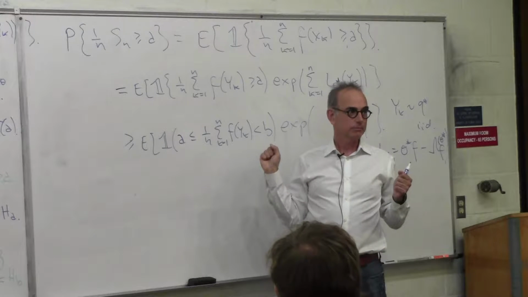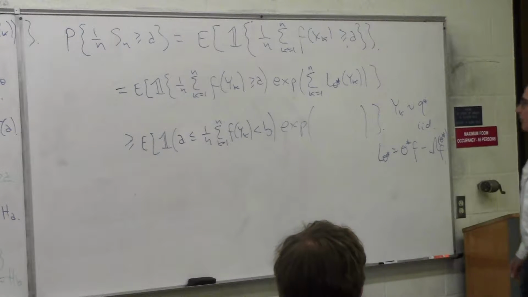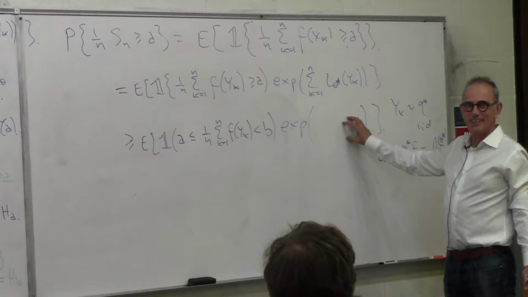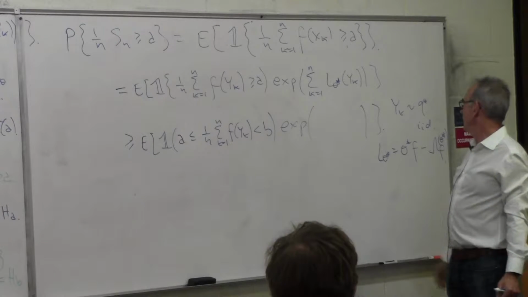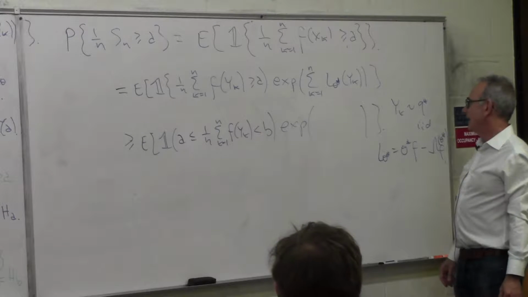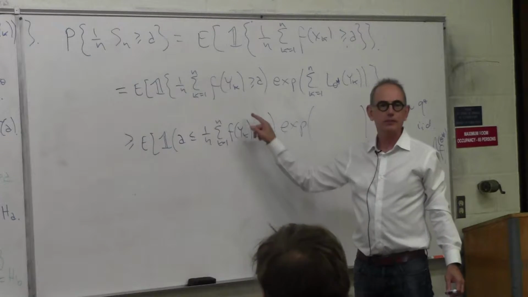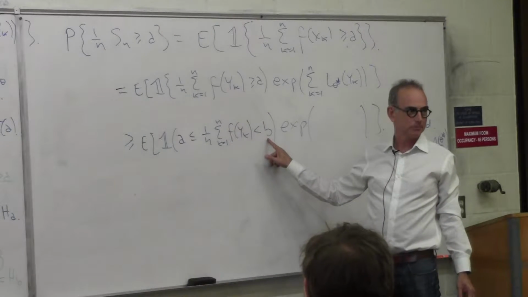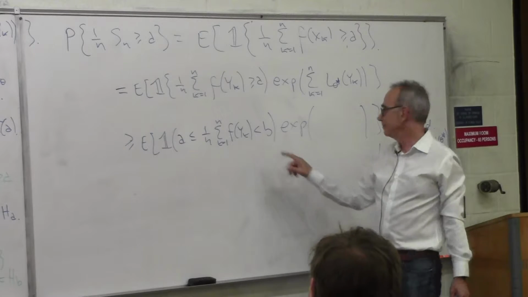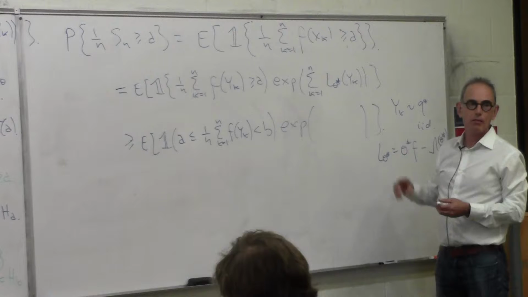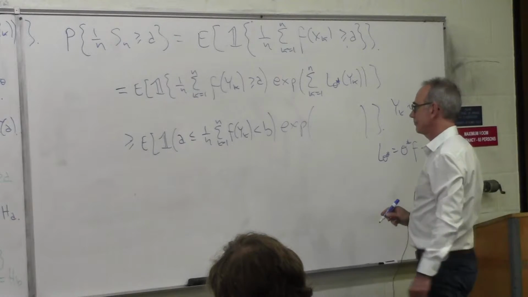Right? And now you can see I can kind of get away with murder because this thing here is so tightly constrained, right? I've got, under this event, this average is less than b. All right? And so this average is greater than what?